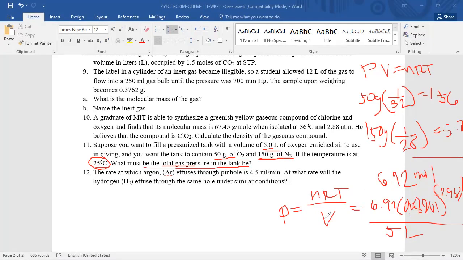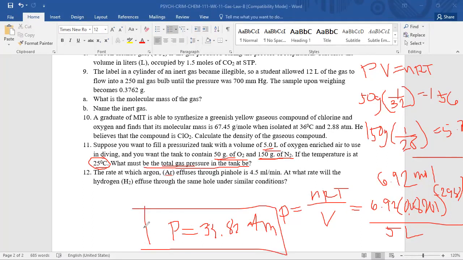So, compute natin yan. That would be 6.92 times 0.08201 divided by 5. Asan yung temperature? Ayun, times 298. So, ang total pressure natin is 33.82 atmosphere. Okay, so yan yung ating final answer. Next, last question.